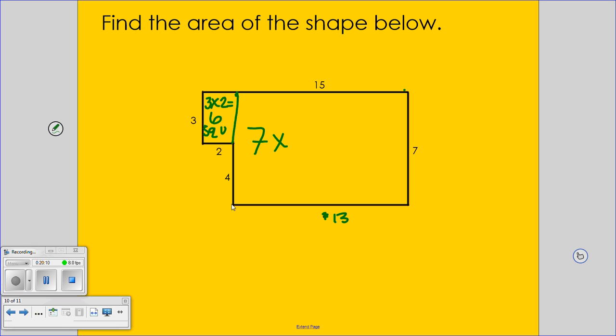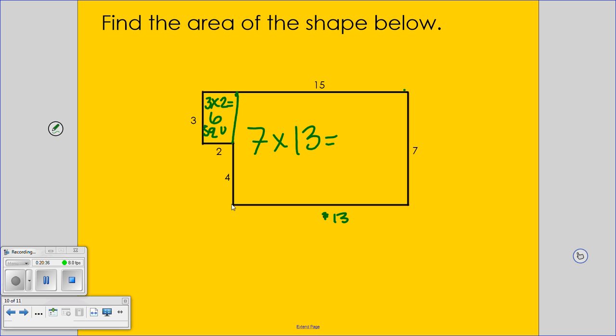Which one is it, Mateo? 13, because the 4 only goes halfway. We already used the 7, and the 15 is already broken up into 13. Yeah, the 15 goes way over here. So we're going to use which number? 13. Does anyone know 7 times 13?